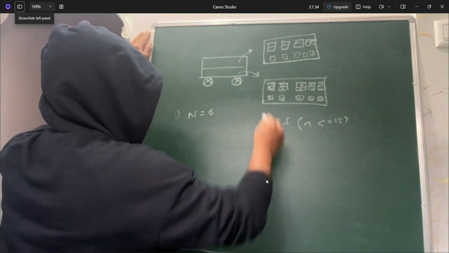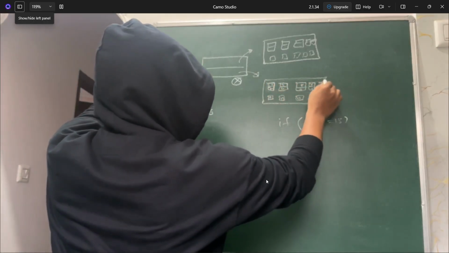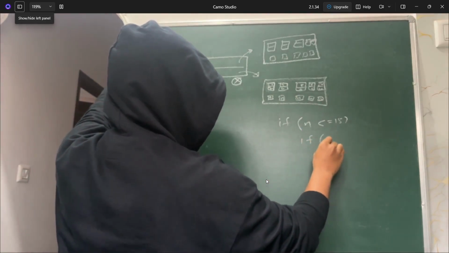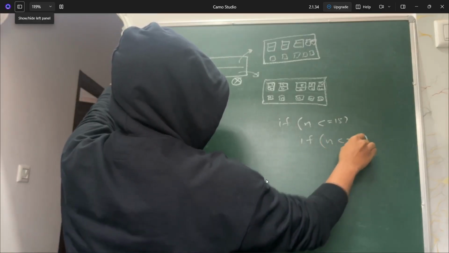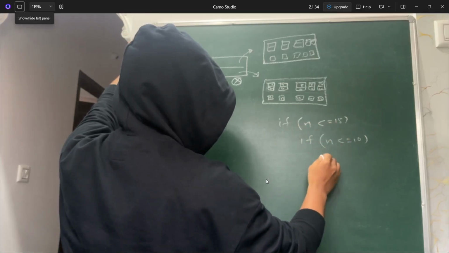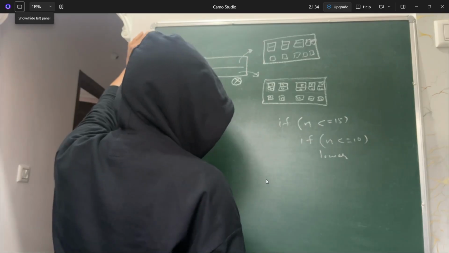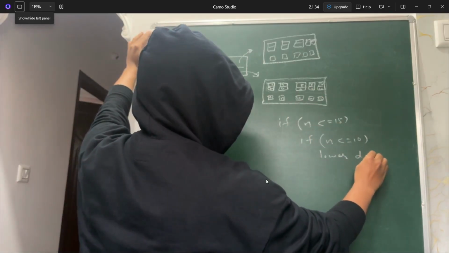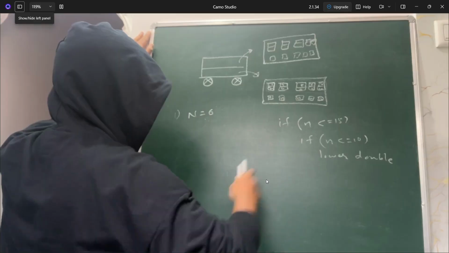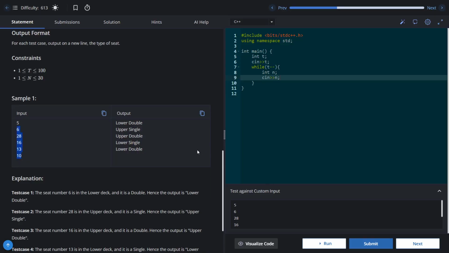Also, seat numbers from 1 to 10 are double pairs, so all these seats are doubles, and 11 to 15 are singles. So one more condition will be: if n is less than or equal to 15, that is lower, and if n is less than or equal to 10, in that case it is double. For this n, since n is less than or equal to 15 and also less than or equal to 10, it is lower double.